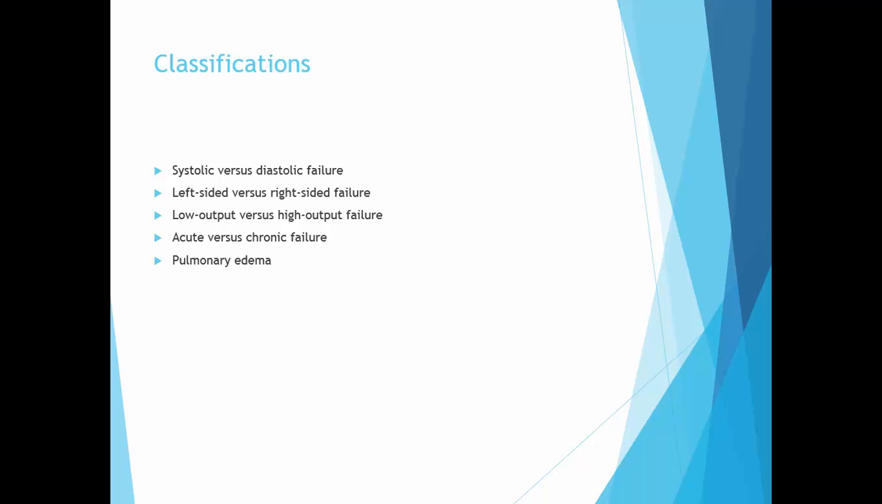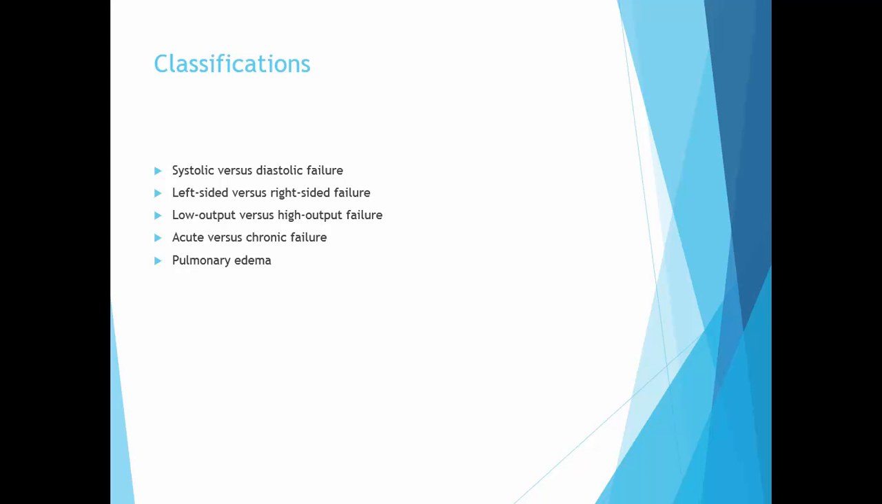Then you also have low output versus high output failure. Low output failure is from CAD, hypertension, cardiomyopathy. High output failure is from hyperthyroidism, infection, anemia, pregnancy. These require an increased cardiac output to maintain blood flow and oxygen to the tissues. So if the body can't meet the needs, then high output failure develops.